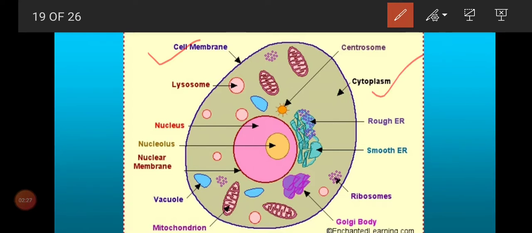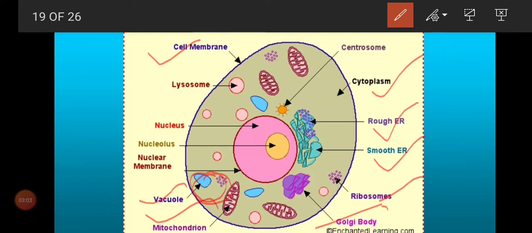And like plant cell, there is cytoplasm, rough endoplasmic reticulum, smooth endoplasmic reticulum, ribosome meant for protein synthesis, Golgi bodies meant for storage of food, and mitochondria as the powerhouse of the cell. And here look at the vacuole size. Vacuole size is very small when compared to plant cell. Plant cell vacuole is bigger in size, but in animal cells the vacuoles are very small.